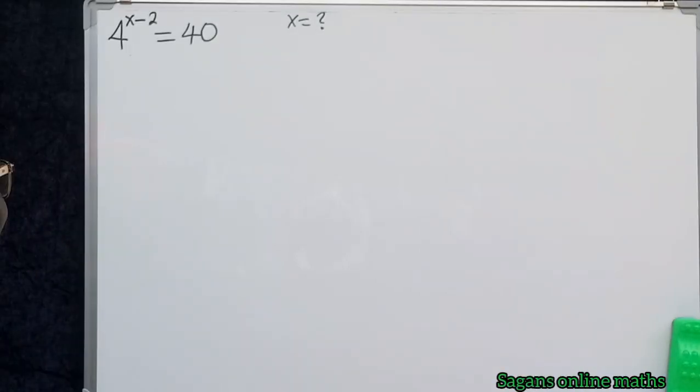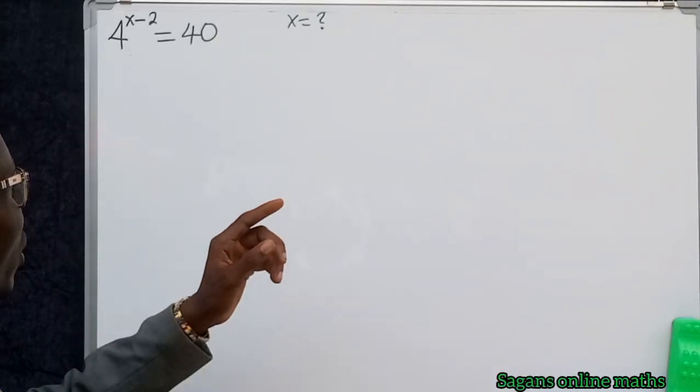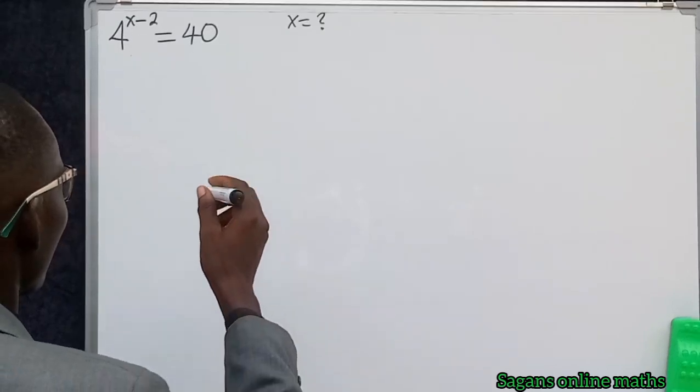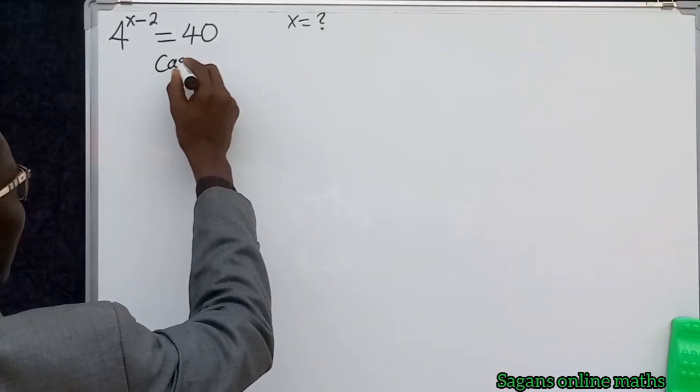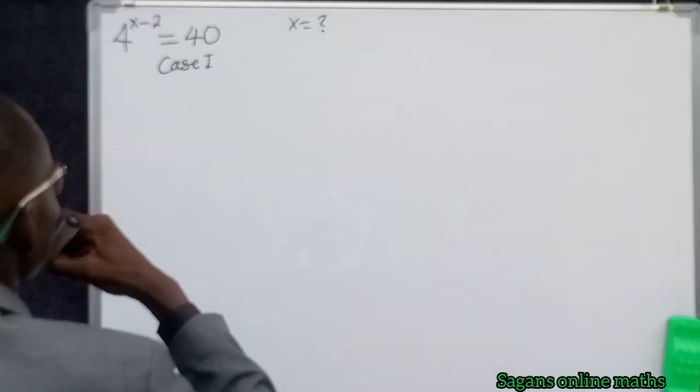We know that 4 to the power of x minus 2 is equal to 40. We are asked to look for the value of x. Case 1.